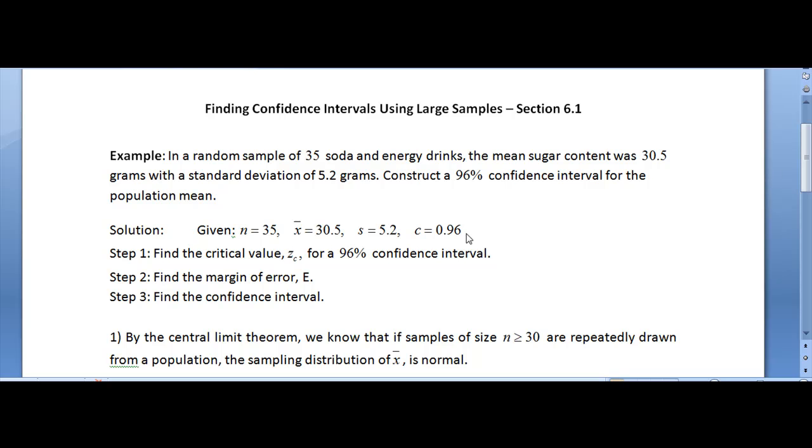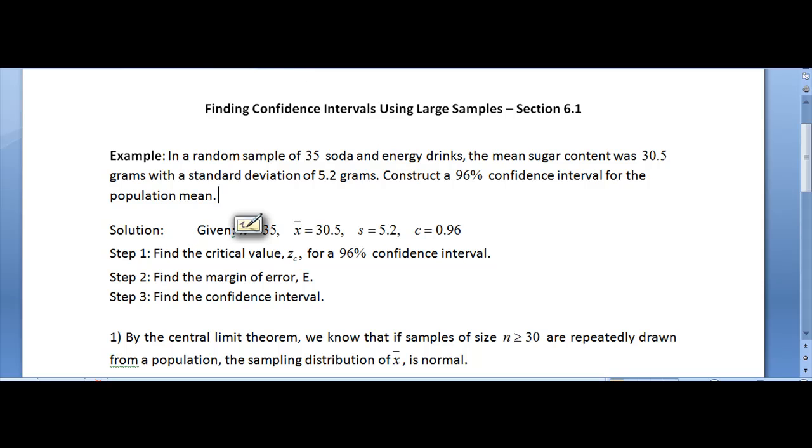So there are three steps to follow in this problem. The first step is to find the critical value ZC for a 96% confidence interval. The second step is the margin of error E, and the third is the confidence interval itself. So first, let's find the critical values, which are minus ZC and plus ZC for a 96% confidence interval.